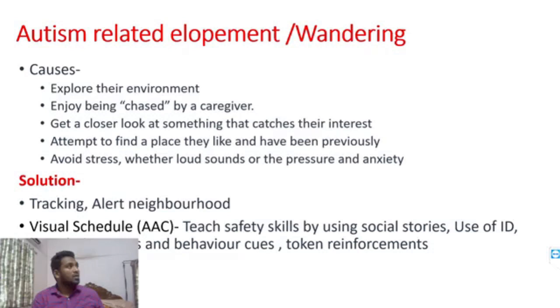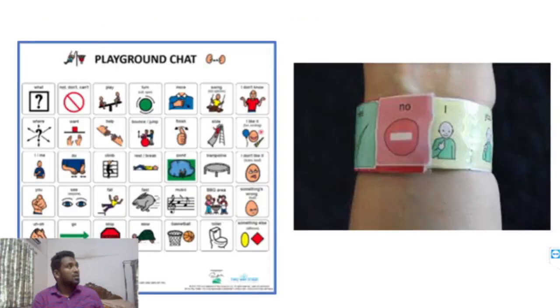You remember token reinforcement I talked about? Stars, you give for each good behavior, you give 1 star. If the child achieves 5 stars, he gets a reward. It can be a small reward, medium reward, or large reward, depending on what positive behavior he showed. Okay, so it can be a playground chart.